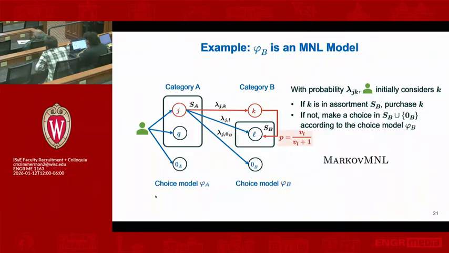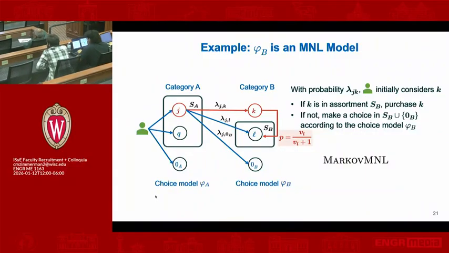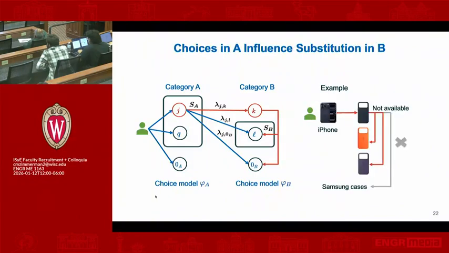So here, if the customer initially arrives at K in category B and K is not available, this customer will transit to product L with probability VL divided by VL plus 1. This is the standard formula for a single category choice model. We call it Markov ML, and I give it a name because we will use it in the experiment.